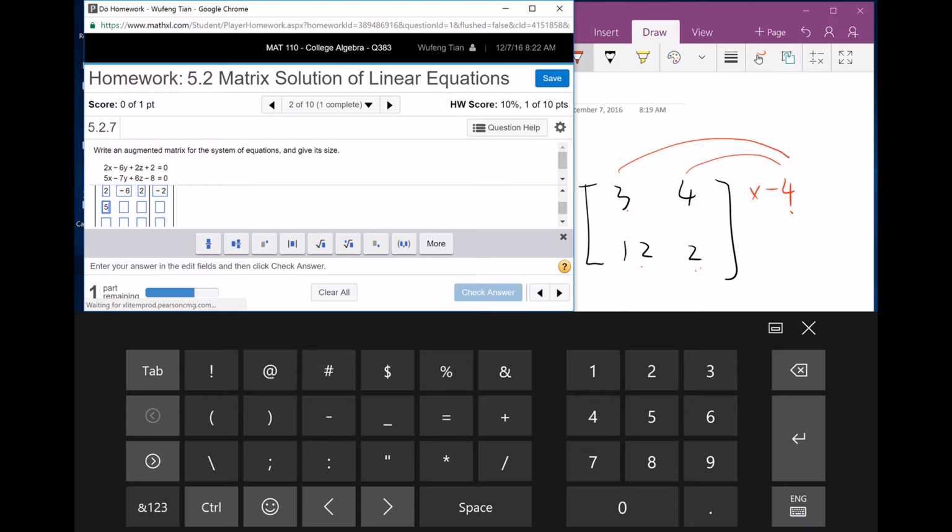Five. Negative 7. 6. Positive 8. 4. Oh, 0, because there's no x. And 0, 4. Negative 8. 4, negative 8, negative 9.